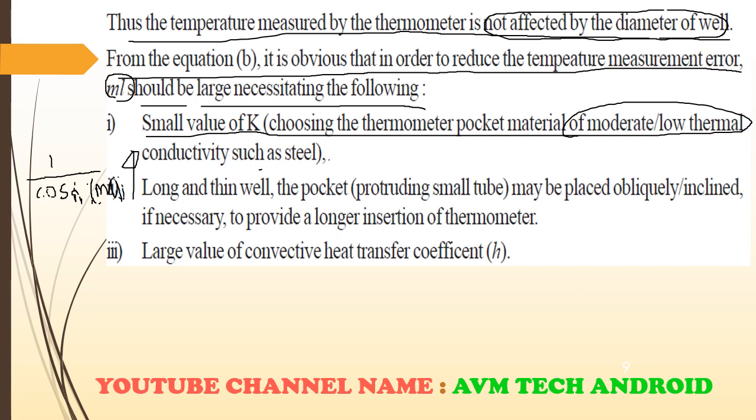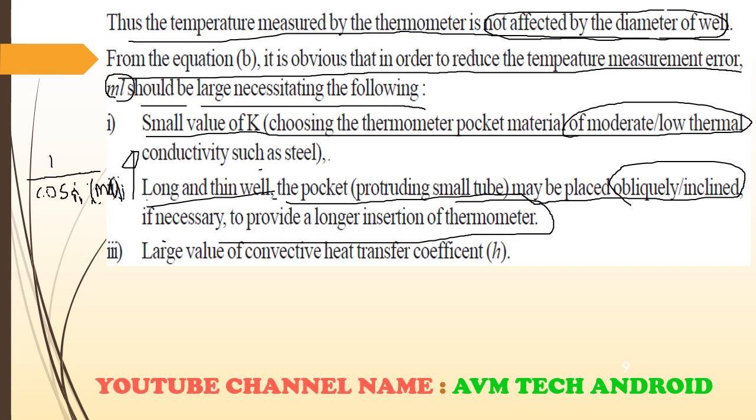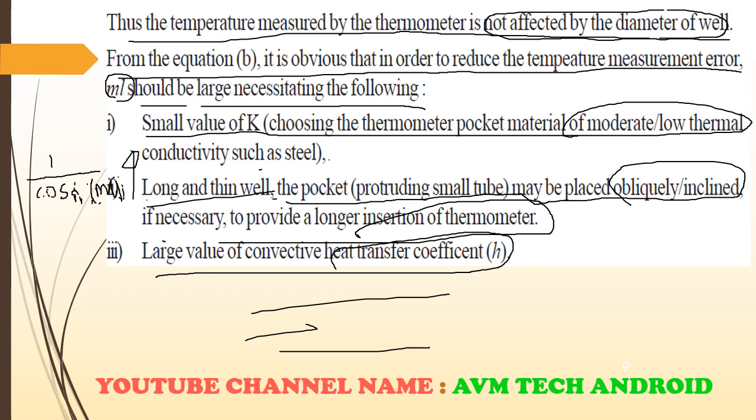Second, we have to go for long and thin well. The pocket that is protruding, a small tube, may be placed inclined if necessary to provide large insertion of the thermometer. And we have to go for a large value of H, means we have to put the thermometer where the fluid is flowing with very high velocity. So here we will insert the thermometer well, and inside that we have to put the thermometer.